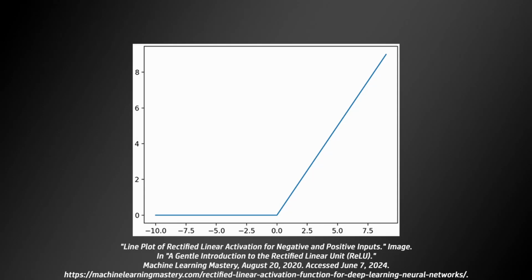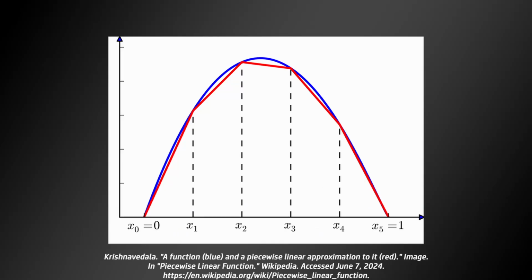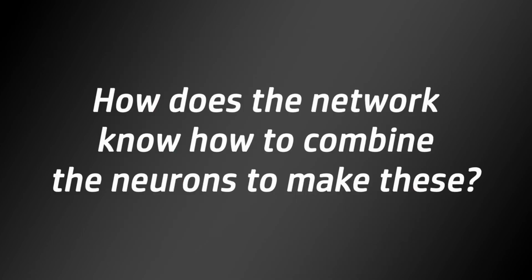Commonly, you'll find rectified linear units as the activation function in these hidden layer neurons. The function is nonlinear. There's a bend. Its shape and position is decided by the weights and biases of that neuron. By combining lots of these neurons together, you can get something entirely different: a piecewise linear approximation of a high-dimensional function, like a sine wave. But how does the network even know how to combine the neurons to make these?